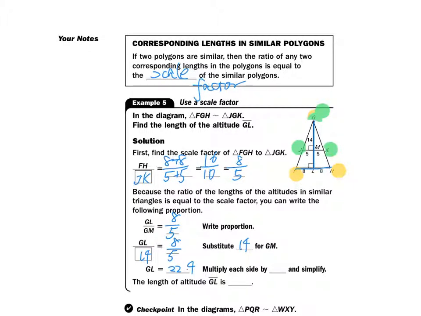And here, obviously, you multiply each side by 14 and simplify it. Okay? So that's the answer. The length of GL is 22.4.